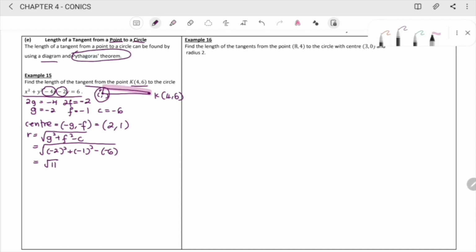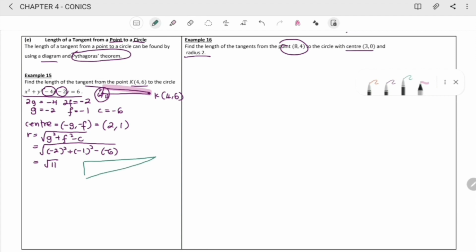So now the center, you know the coordinate is (2, 1) here, and here is K (4, 6). So let me re-sketch so that you can see it better. So 90 degrees will be here because the tangent is here. Here is K (4, 6). Here is the center, which is (2, 1), and we know this is the length of the radius, which is square root 11. So let's say I label it with H, and here is T.